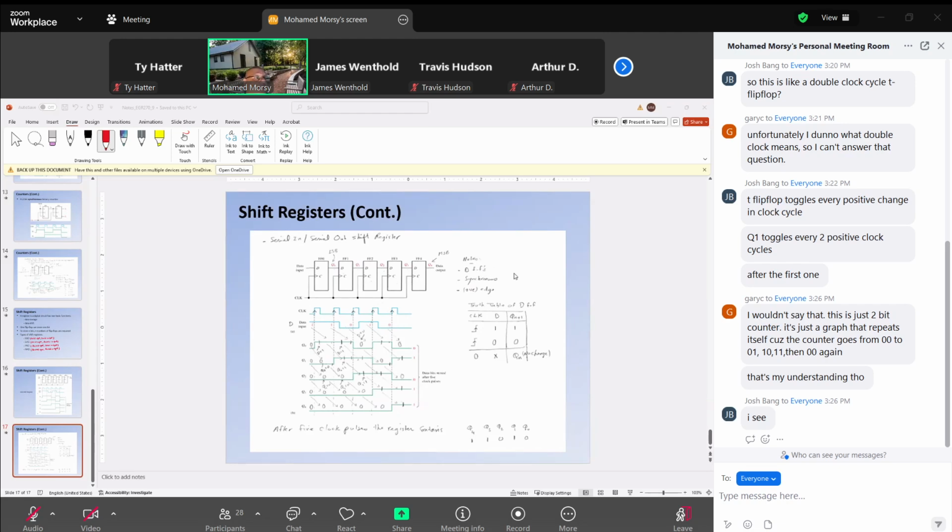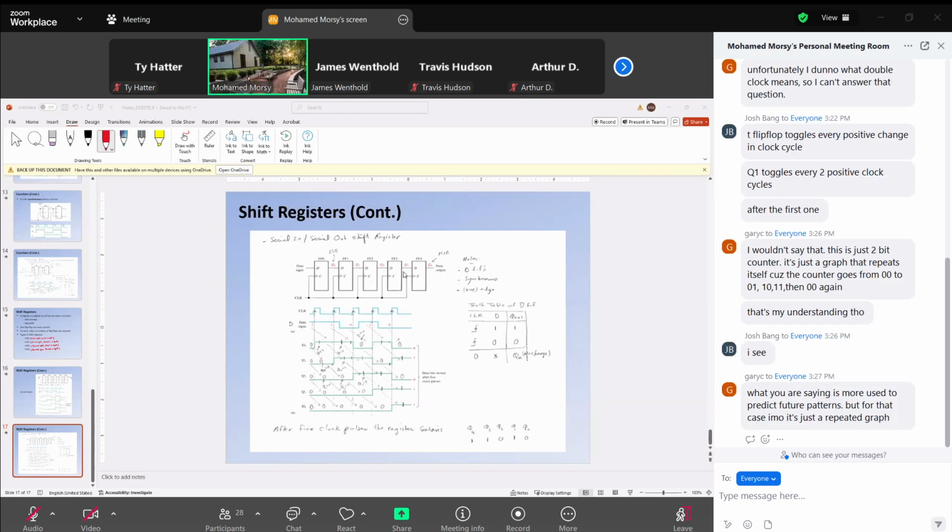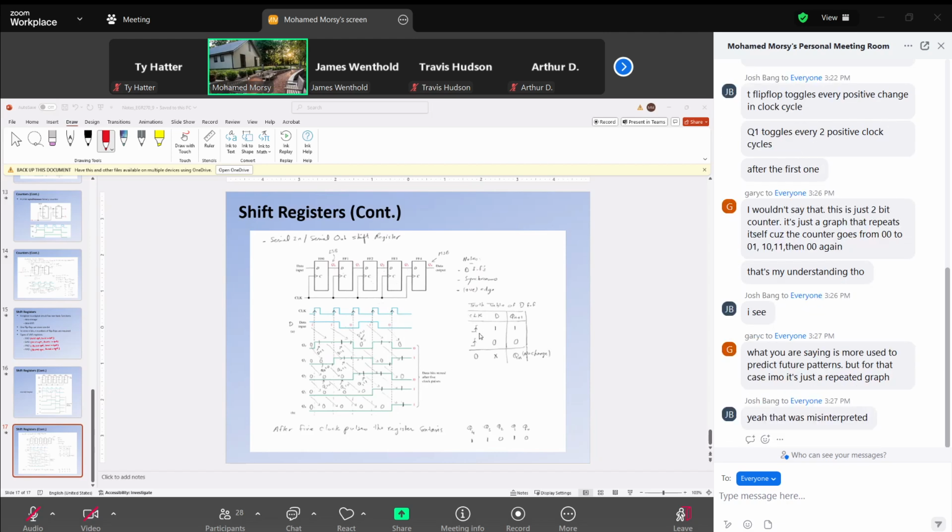Are the D flip-flops synchronous, and positive or negative edge? Positive, of course. Why? Because we don't have bubbles here. We don't have circles here. So it's positive.